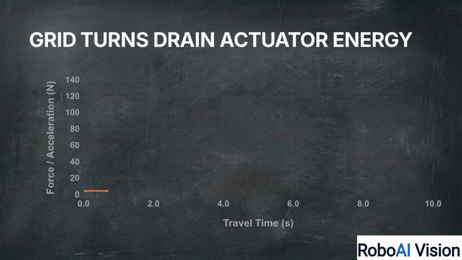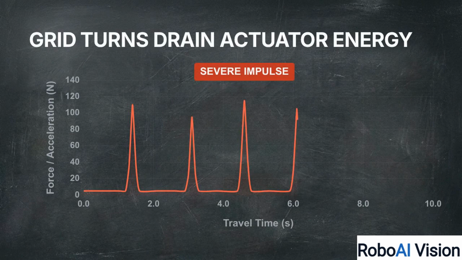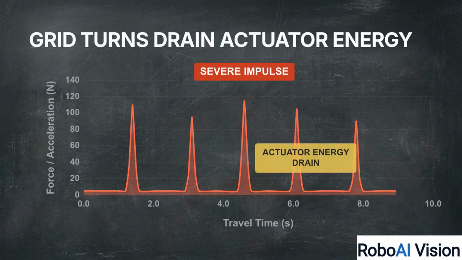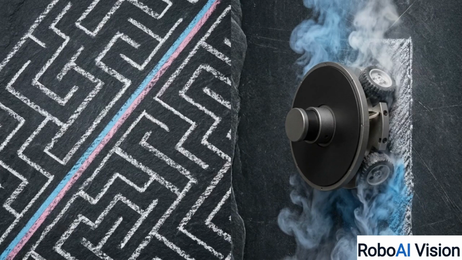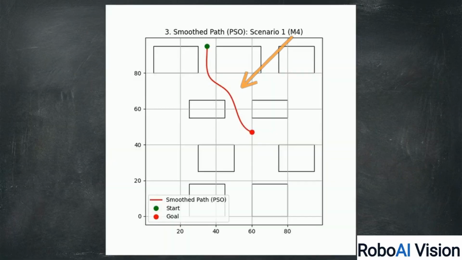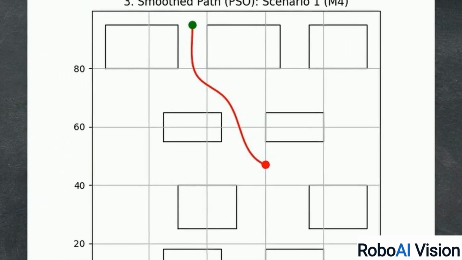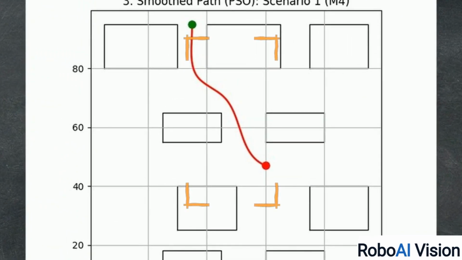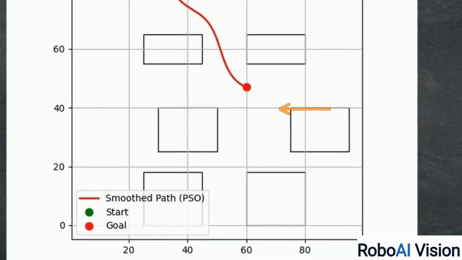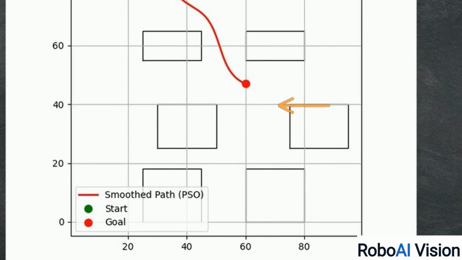Repeating this start-stop sequence at every grid intersection creates severe impulse demands on the motors, draining actuator energy and significantly increasing travel time. Achieving the absolute shortest geometric route on a map does not yield a dynamically feasible route for a physical machine. This chart displays the mathematical solution to that acceleration problem, a cubic B-spline curve. By applying this algorithm, the jagged C0 vertices are replaced with continuous red arcs. The robot can now maintain a steady, unbroken velocity as it navigates the same obstacle course.